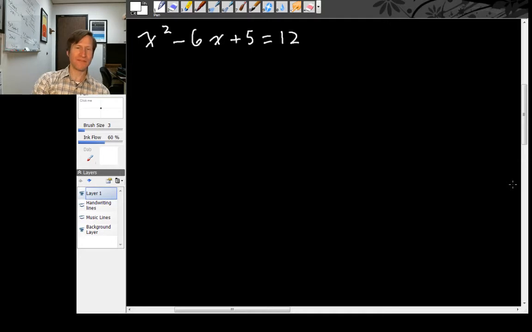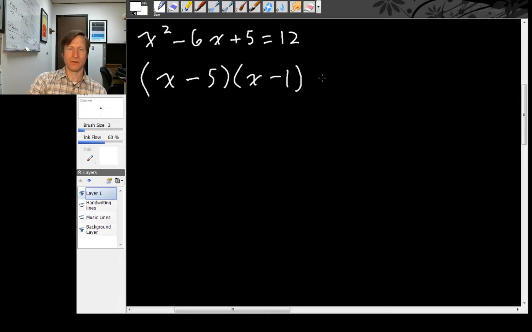If you look at the left-hand side, it factors immediately. You can factor it. It looks like x minus 5 times x minus 1. So there's the left-hand side equals 12. And here's the real mistake. At this point we have a product on the left and we have 12 on the right. The mistake people make is they think that they can use the zero product property, but it's not zero over here. So what I'm about to write is wrong.